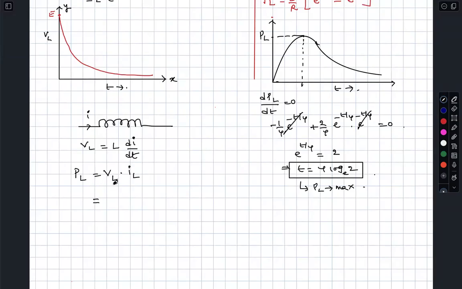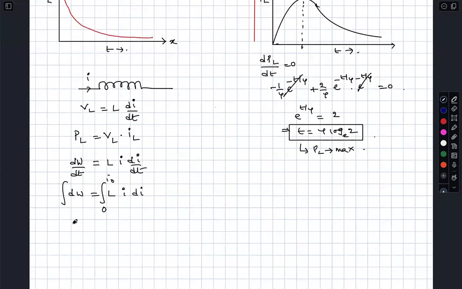Which means this is a rate of doing work: L I di by dt. Or the dW part can be written as L I di. Now do the integration, 0 to steady current. The total work done is W equals half L I naught square. Whatever the work that I am doing on the inductor.